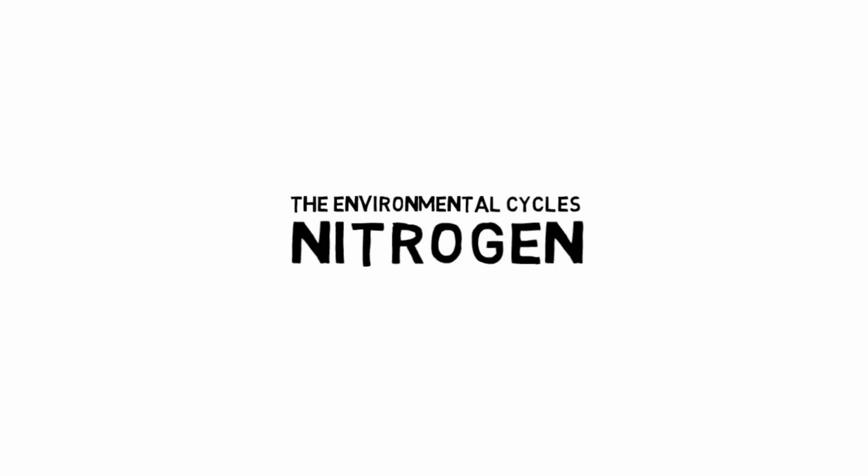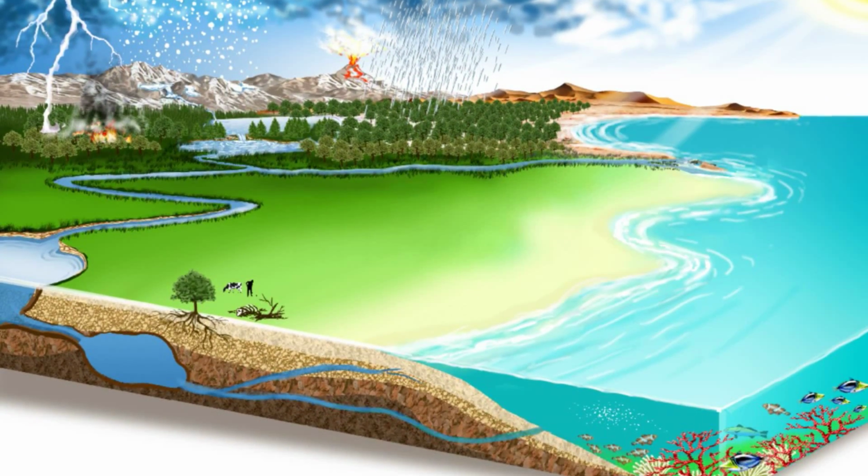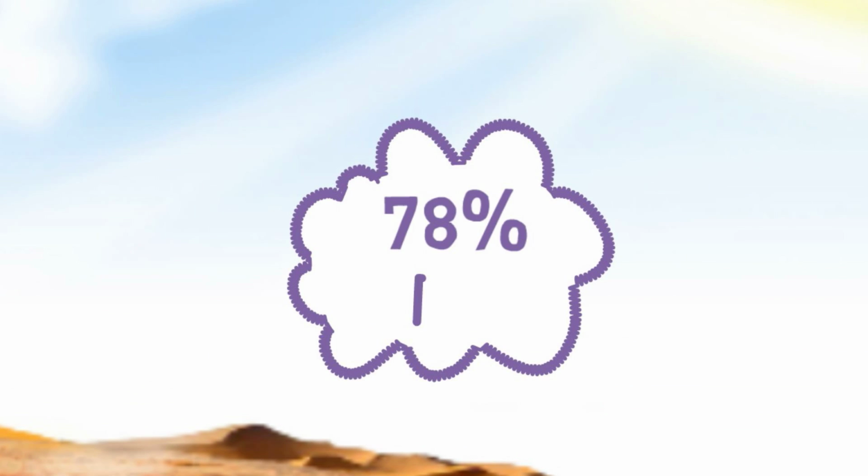Environmental cycles. Nitrogen. Nitrogen is present in any form of life, being an essential component of proteins, genetic material, chlorophyll, and other key organic molecules. The Earth's atmosphere is 78% nitrogen gas, but most plants and animals cannot absorb nitrogen directly from the air as they do with carbon dioxide and oxygen.